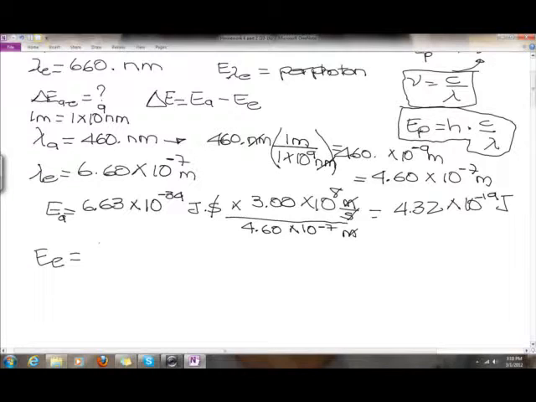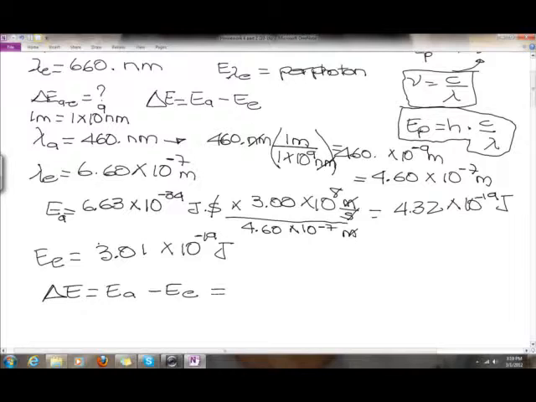So you're going to do the same thing. You calculate the energy of emission, right? 3.01 by 10 to the minus 19 joules. And then the difference in energy would be equal to the energy of absorption minus the energy of emission.